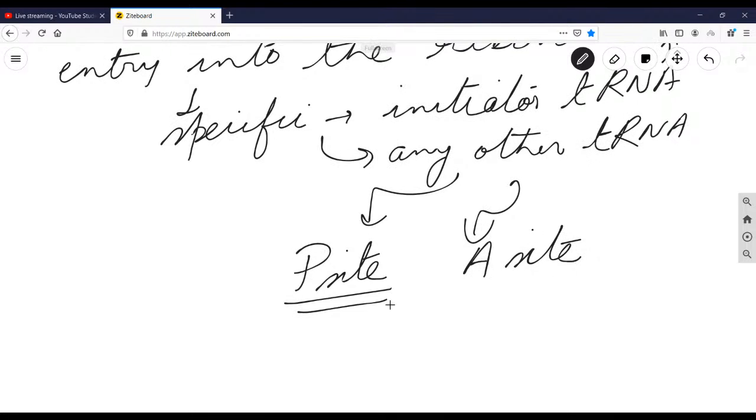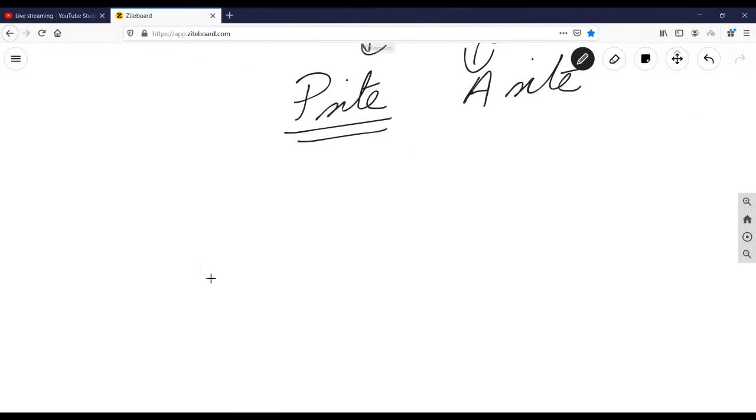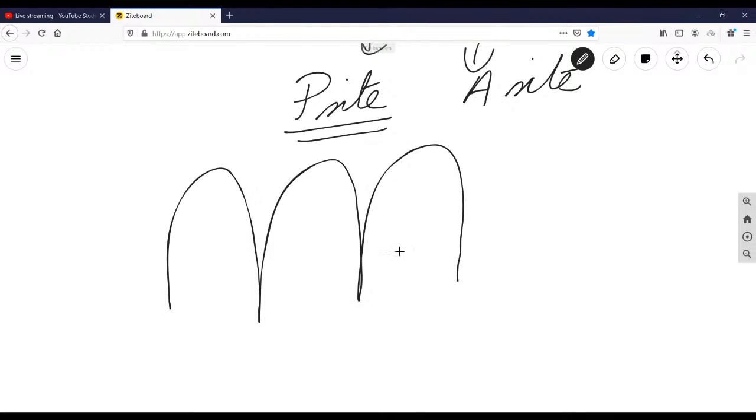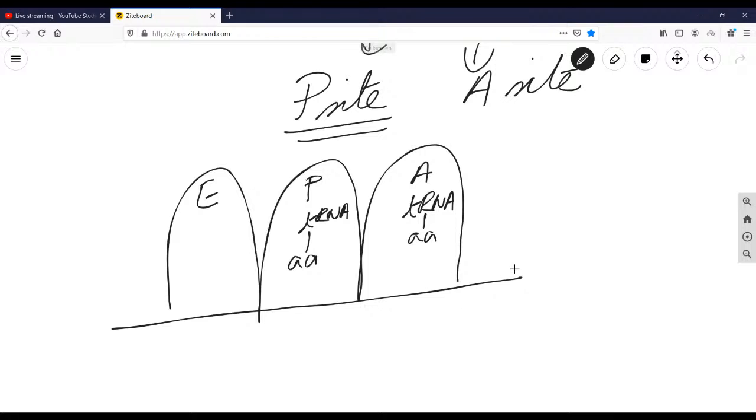The thing is, just understand this thing. I drew three sites, right? Now, P site, A site and E site. First tRNA along with its amino acid would enter P site, next tRNA would enter A site. This is the mRNA here.